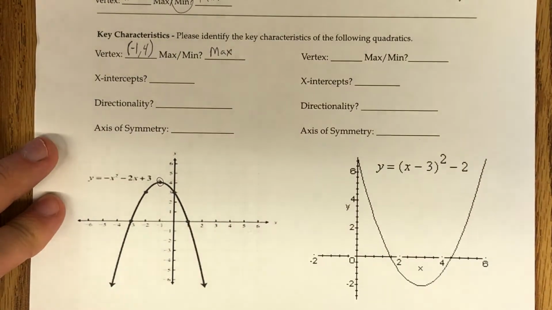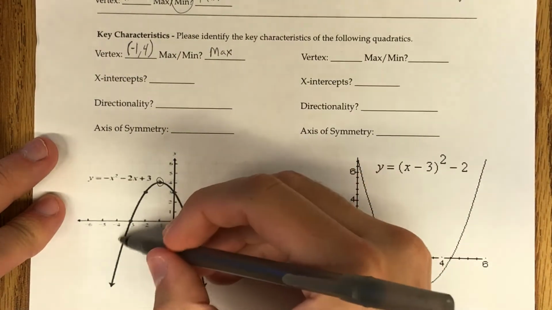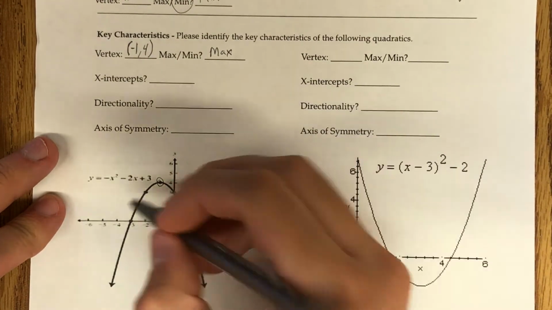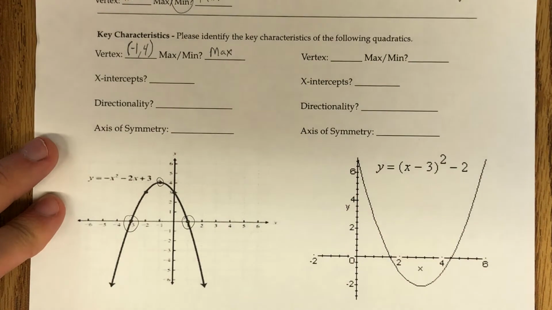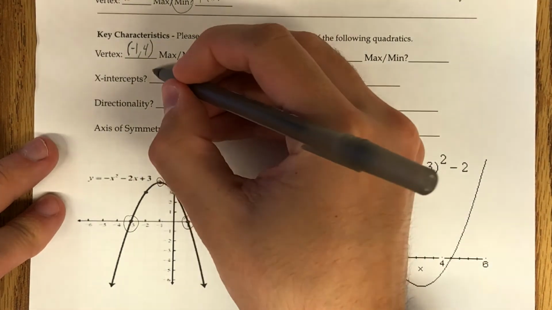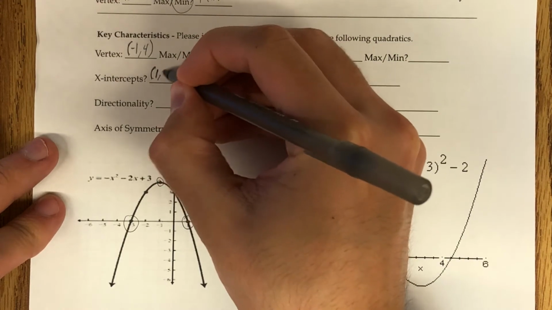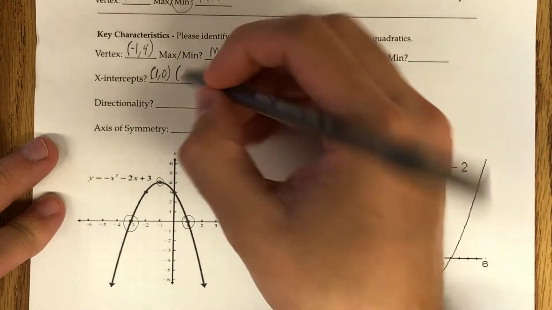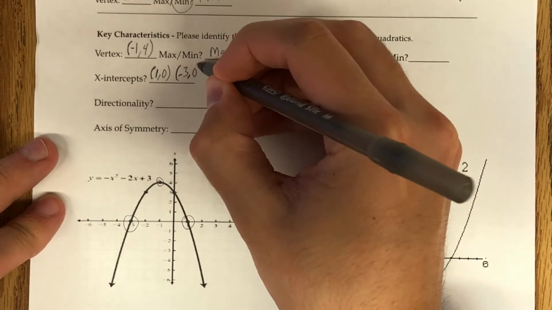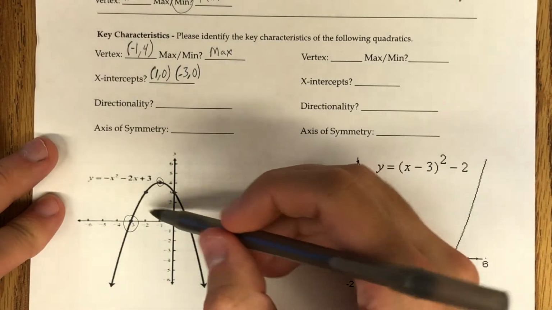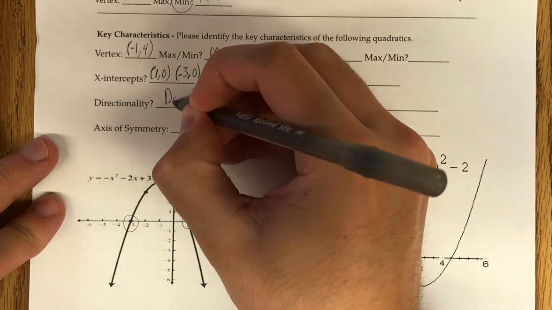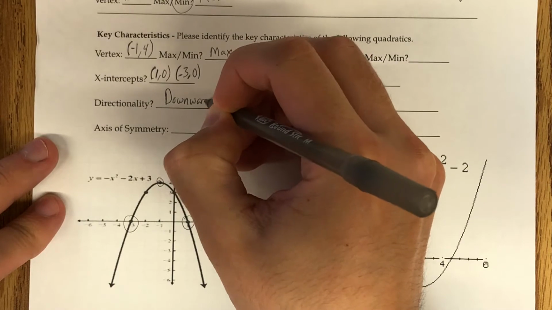The x-intercepts are where your function crosses or touches the x-axis. So that's this one here. It touches at 1 and at -3. So these are points. This first point here has an x value of 1 and a y value of 0. Over here, it's an x value of -3 and a y value of 0. And this function is pointing down, so we would have a downward directionality.